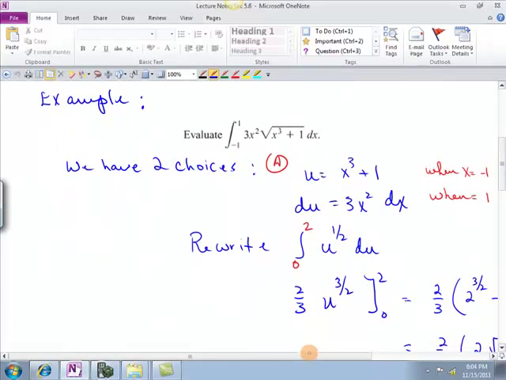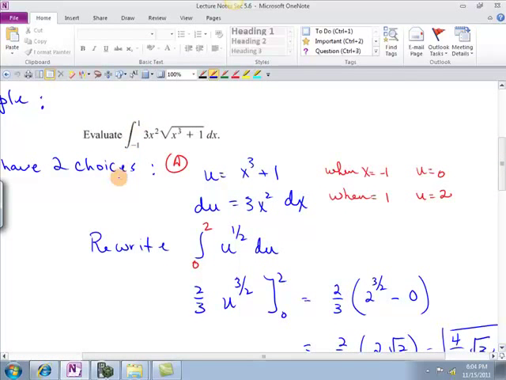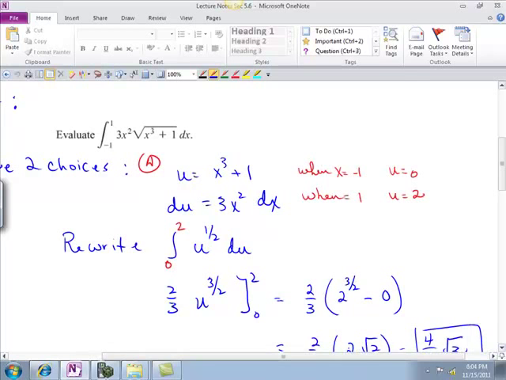All right, so here's the original problem. Integral from -1 to 1 of 3x squared times the square root of x cubed plus 1 dx. Okay, so first method, and this is kind of new from what we did last time. We would still do u equals x cubed plus 1, and then du means you take the derivative of that, and we get that. But then you do this.